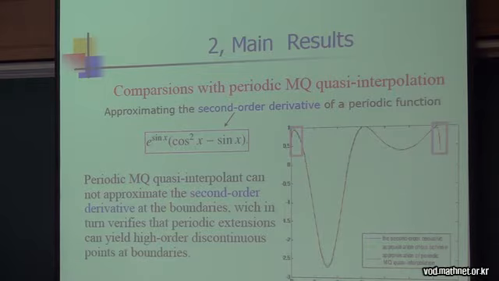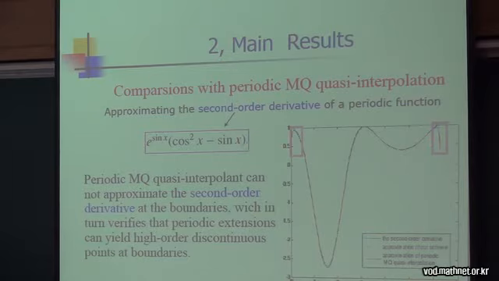Finally, let's compare our co-interpolation with the periodical MQ co-interpolation. This figure shows the approximation of the second order derivative of a periodic function with our co-interpolant and the periodical MQ co-interpolation. The red curve is the periodical MQ co-interpolation, while the green is our co-interpolation. From the figure, we can see that at these two boundaries, the periodical MQ co-interpolation can't approximate the second order derivative. We can see that it decreases rapidly.